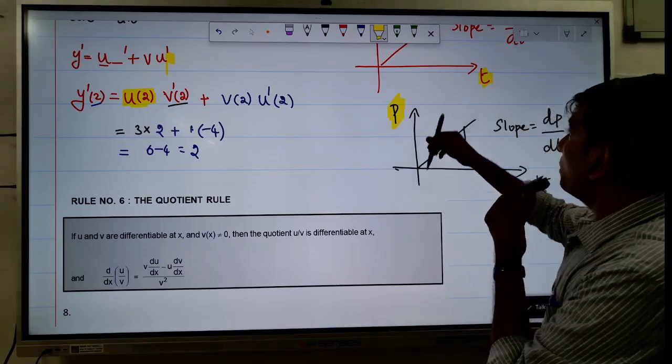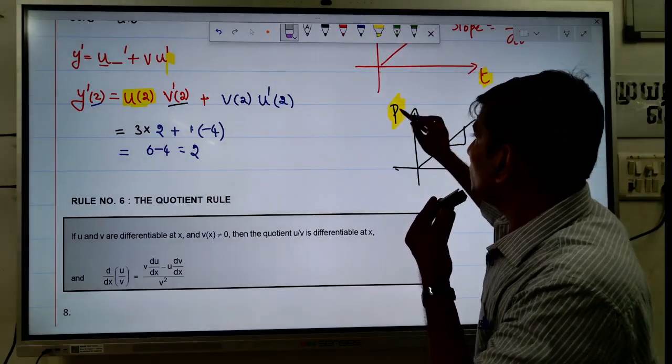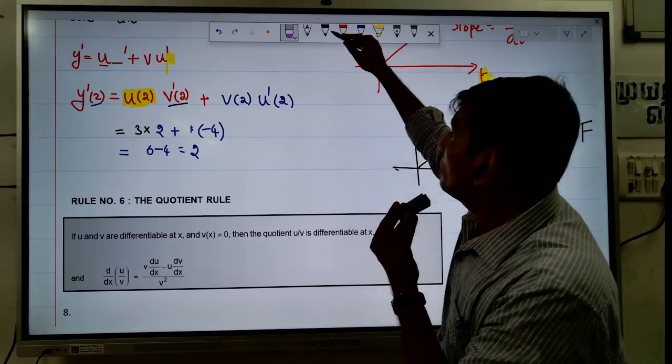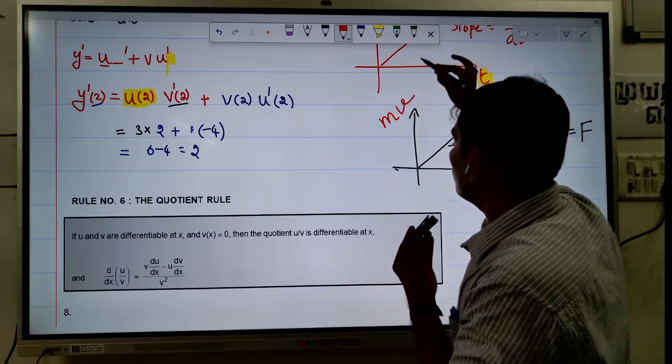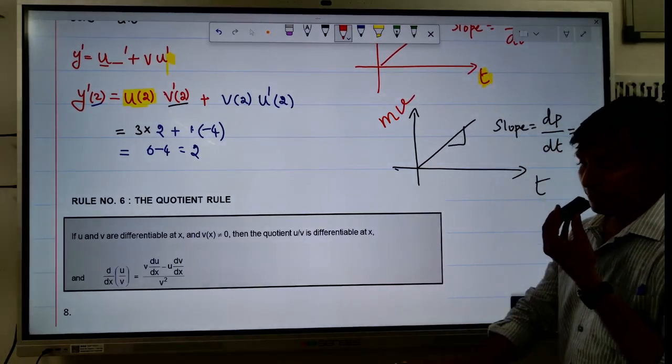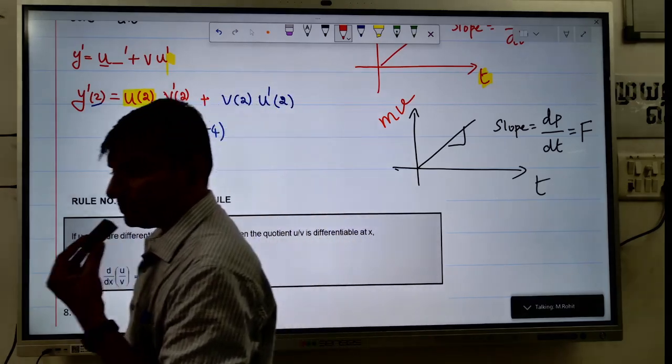Suppose instead of writing this momentum something like this, that starts the problem. Am I right?